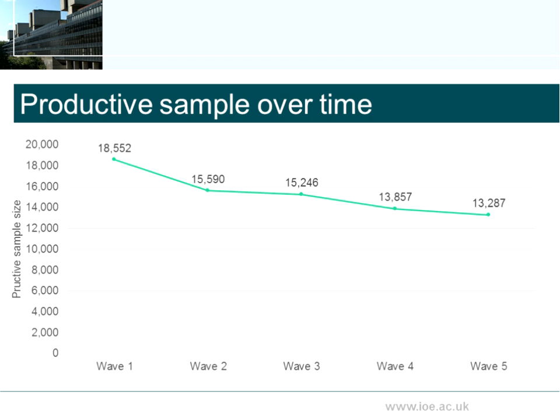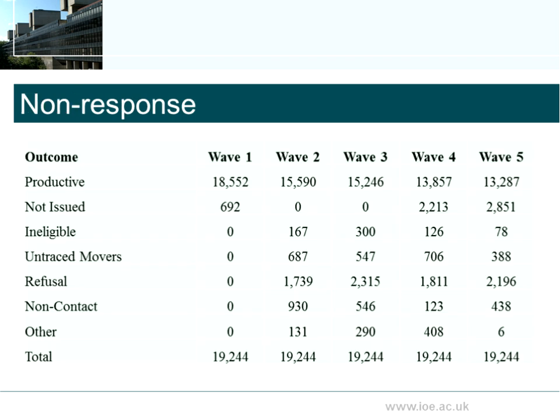So this is what happens to the MCS samples. You can see that the sample consisted of 18,552 families in wave 1, and then the number of families started decreasing until reaching 13,287 in wave 5. The largest decrease happened between wave 1 and wave 2.